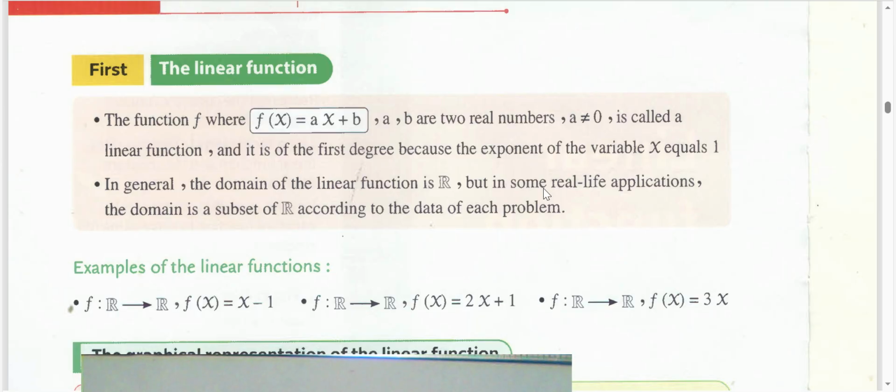Where a and b are two real numbers and a is not equal to 0, it is called the linear function, and it is of the first degree because the exponent of the variable x equals 1. In general, the domain of the linear function is R. In some real-life applications, the domain is a subset of R according to the problem.